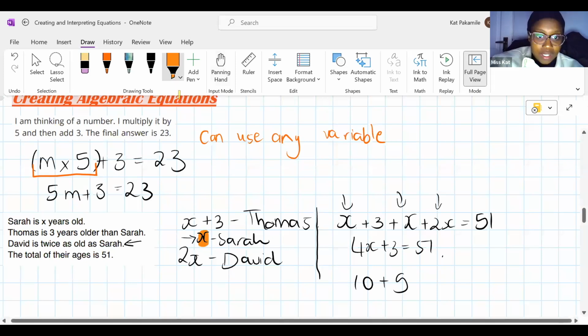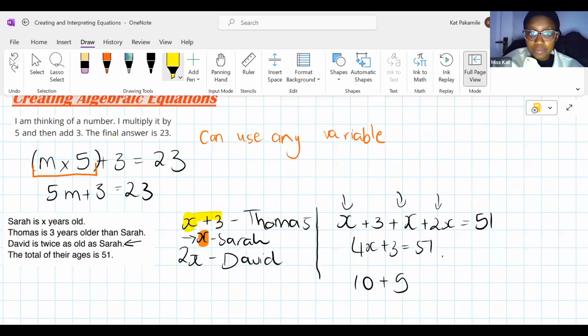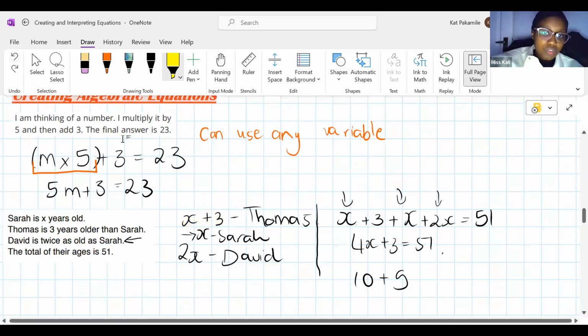So you take Sarah's age, which was X, and you add 3. Do you see where we got that? Yes, ma'am. You still with me? Yes, ma'am. Beautiful. And then we've dealt with Thomas's age.